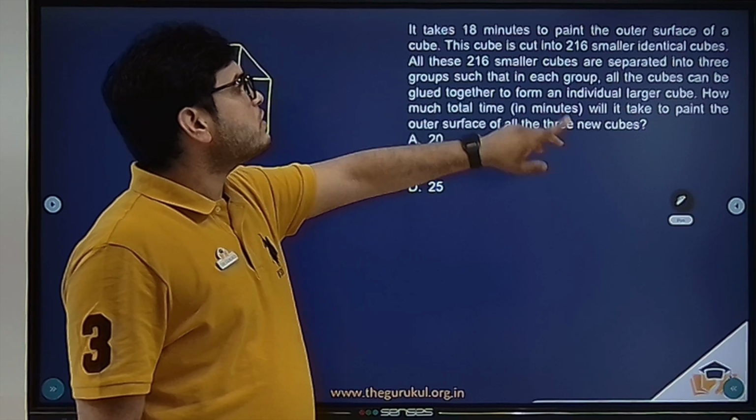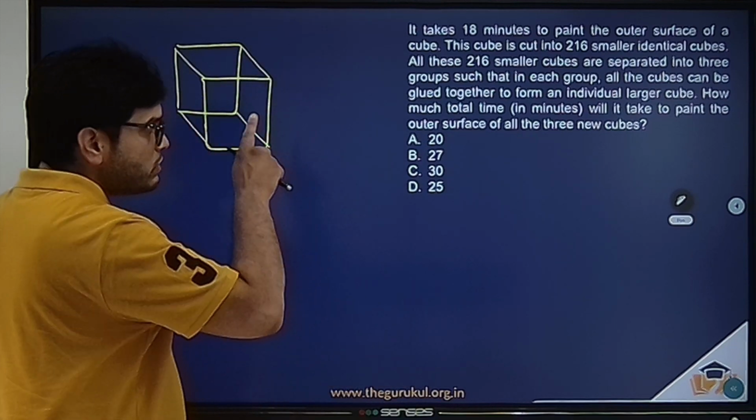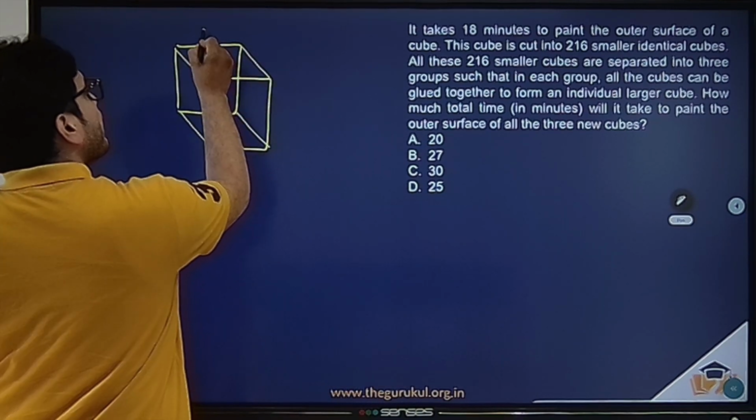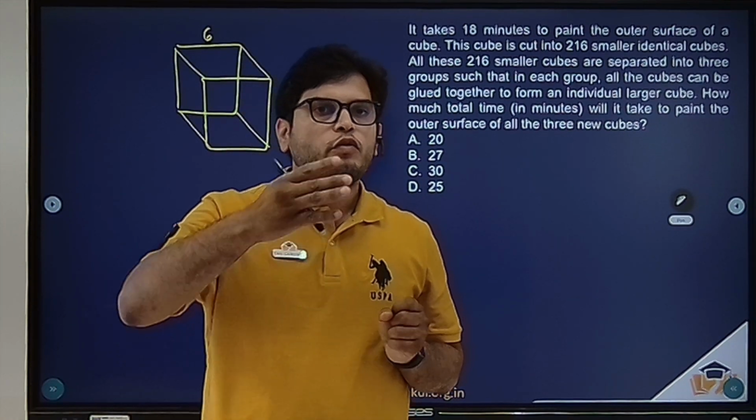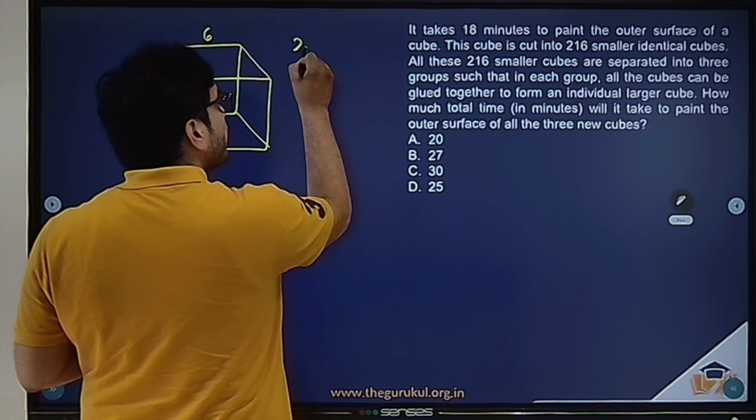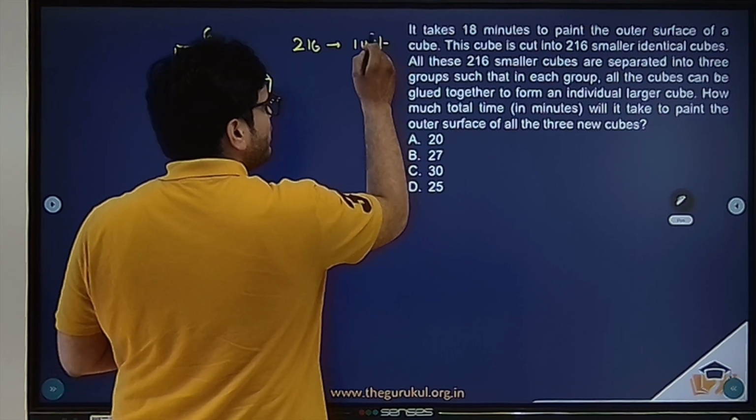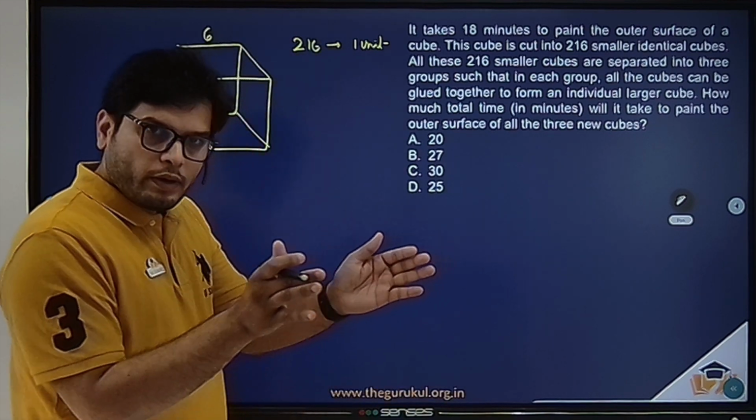Now this cube is cut into 216 smaller identical cubes. So now since it is mentioned that this was cut into 216 smaller identical cubes, I'll consider the side of the cube as 6. Right. So when you cut this into smaller identical cubes, you will get 216 smaller cubes of side 1 unit. Right. Small cubes of dimensions 1 unit. Now you have 216 cubes.